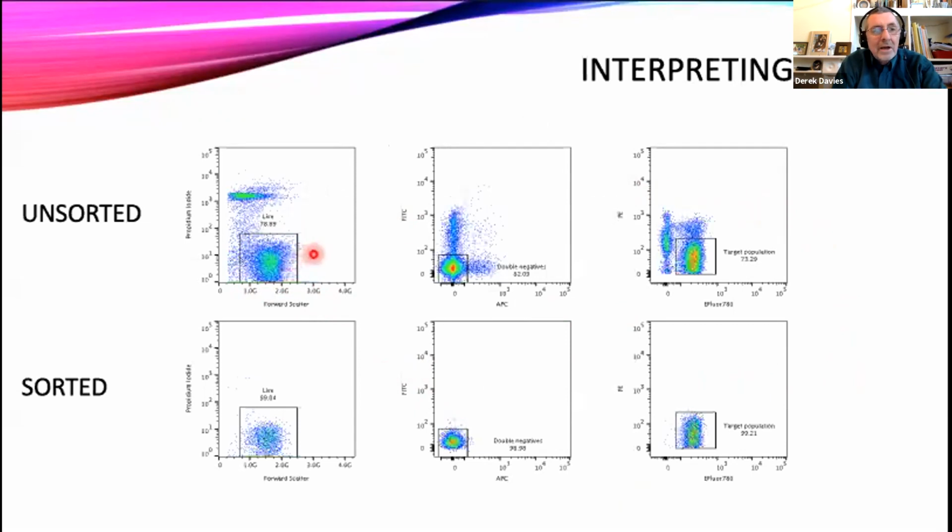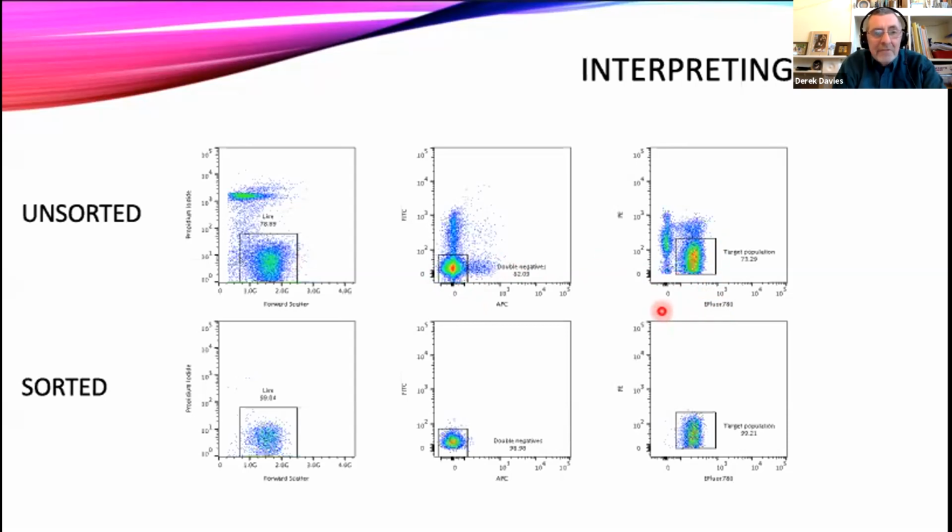We've got a viability dye in there to exclude the dead cells. In this example, we were interested in this double negative population. And then within that double negative population, we wanted to sort this. This is the target population, the eFluor 780 positive. It doesn't matter what the antigens are, but that's the target population.